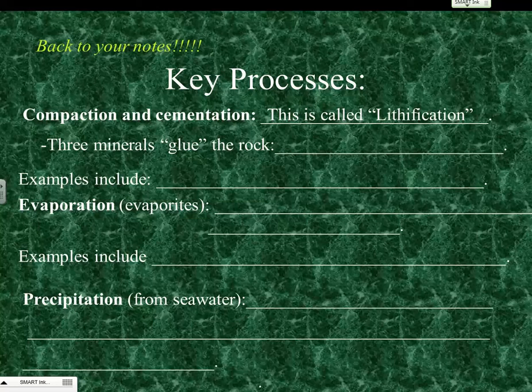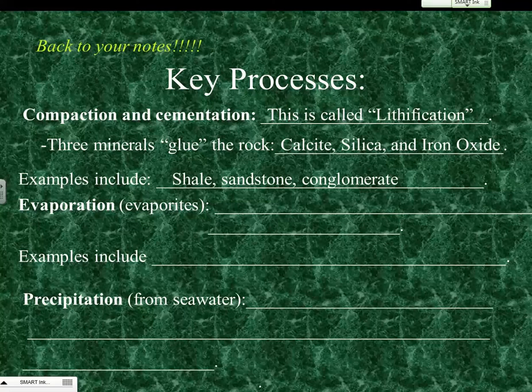Okay, back to your notes. Key processes. These are the things we kind of talked about in that first slide. The rocks that are clastic are made by compaction and cementation. Sometimes in lab class especially, you're going to see this called lithification, the way the rock was made. The three minerals that glue the rock together are typically calcite, silica, and iron oxide.